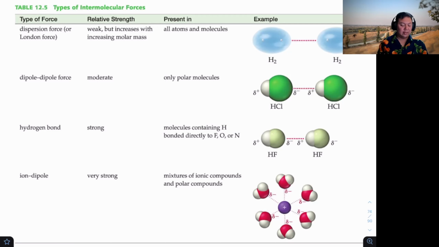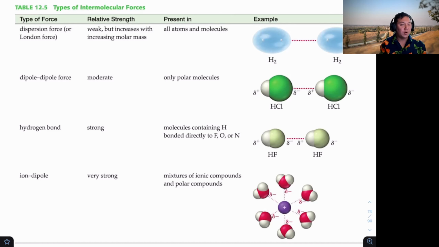So really, this is the kind of question that I would ask on an exam. Either give you two things and ask you which has the higher boiling point, or to rank these forces in order of increasing or decreasing strength.